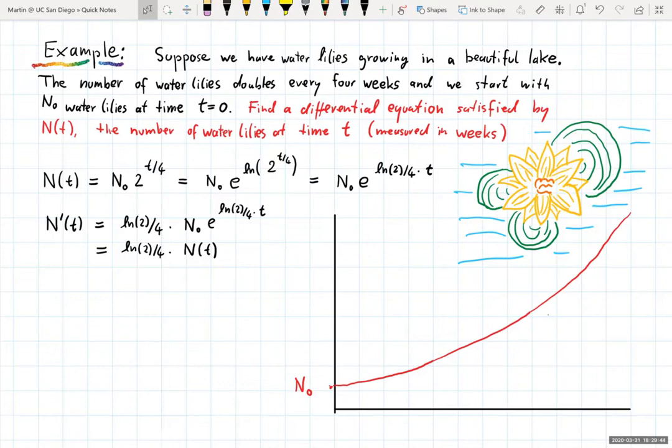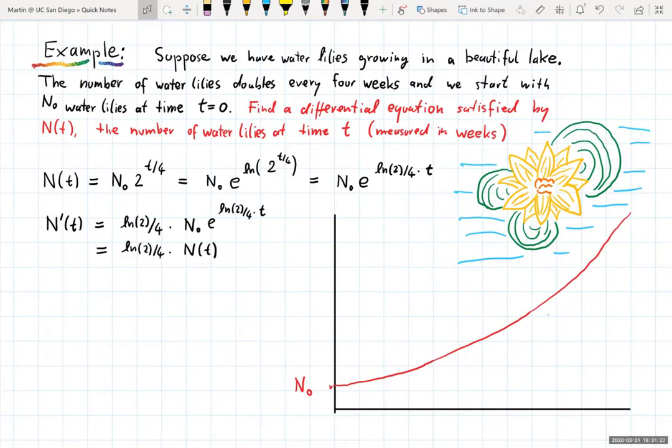That example was about exponential decay. Let's now do an example about exponential growth. So let's get back to our lake, and suppose that on the other side of the lake, far away from our forge, we have a few water lilies growing in this very beautiful lake. Let's say that I'm interested in understanding the growth of the water lily population in the lake.